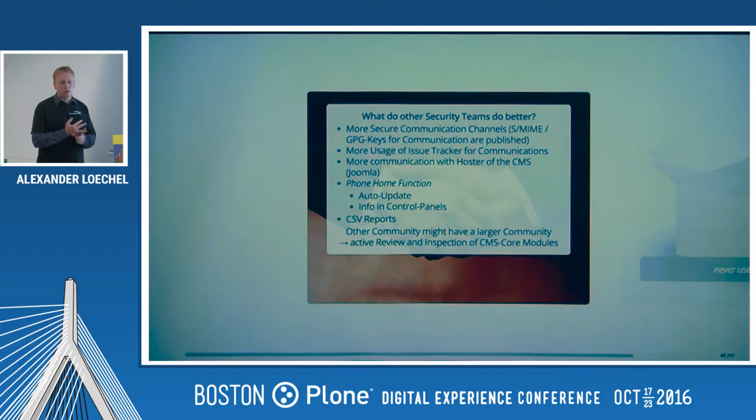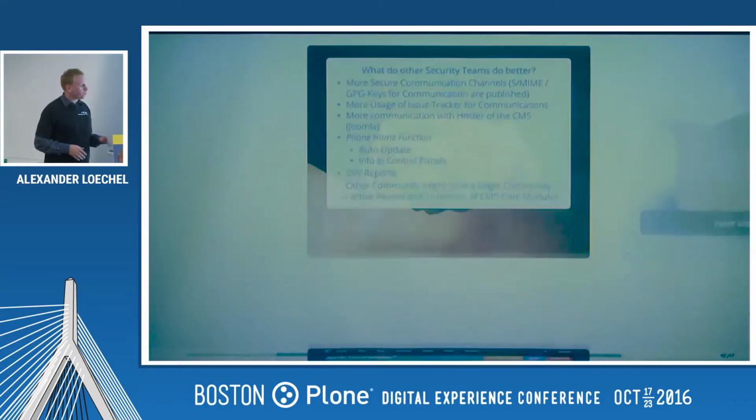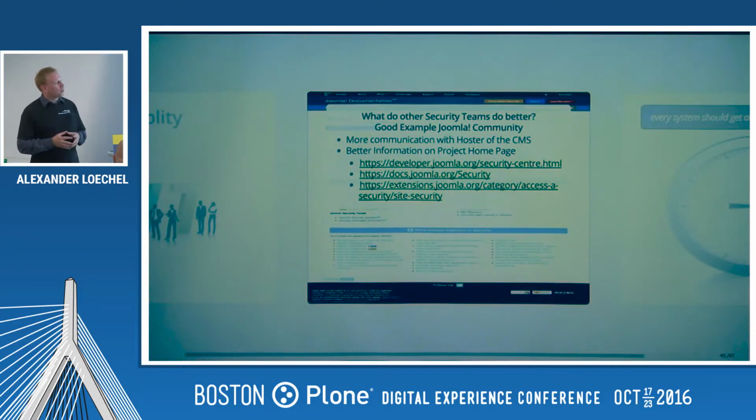Infos in the control panel, well, we don't want that explicitly, but we probably want to inform the users better, and we're working on that. And some others have better communication out on their CVE reports and so on. I think the Joomla community really did a lot of good stuff in the last few months and years to do a better communication. So we should really look at these things and say, could we learn from them?